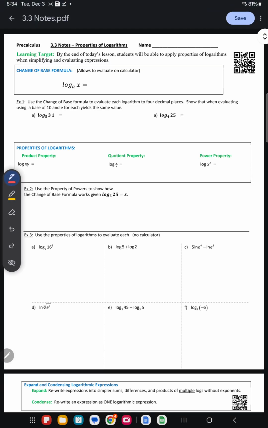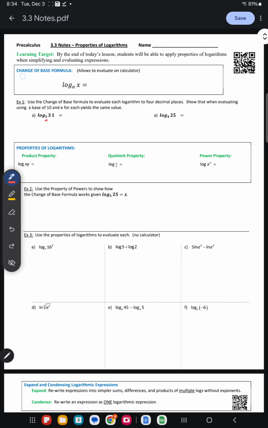we have a base of 5 and we need to get to 31. So 5 to what power is going to get us to 31, and this isn't easy. So we can use the change of base formula to allow us to calculate this in the calculator, because the majority of calculators do not allow you to put in a base of 5.